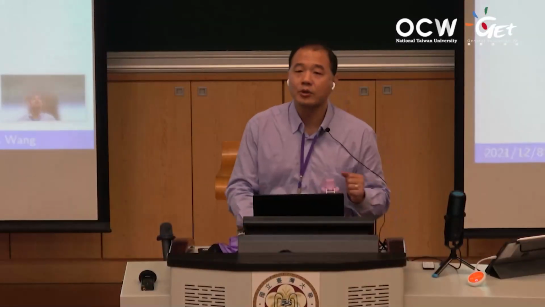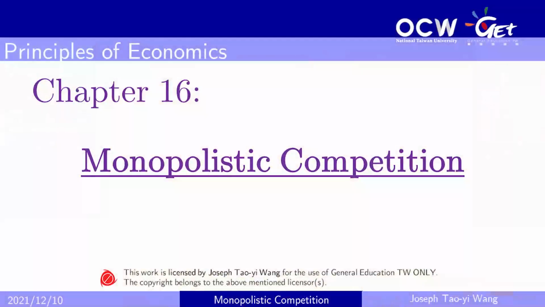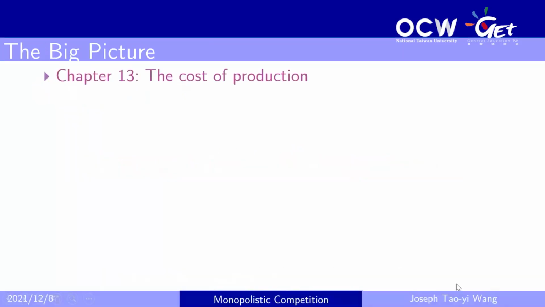Okay, so this is chapter 16 on monopolistic competition. Note that chapter 14 is on perfect competition. Chapter 15 is on monopoly. So we have this hybrid, monopolistic competition. To review the big picture, chapter 13 was the cost of production.